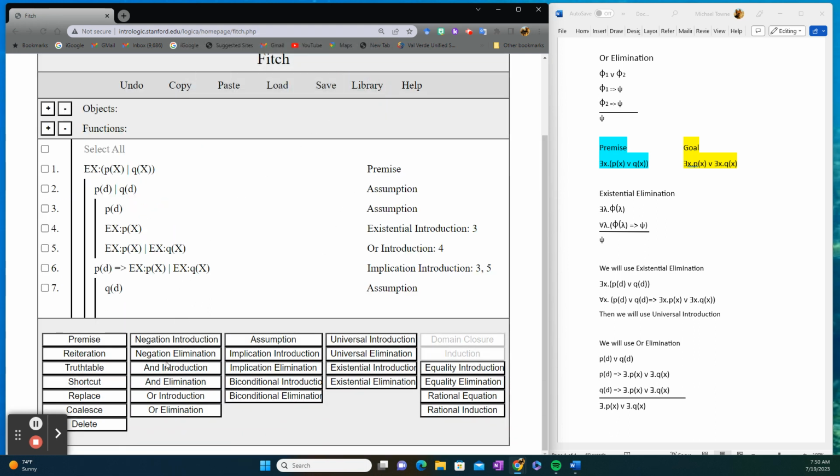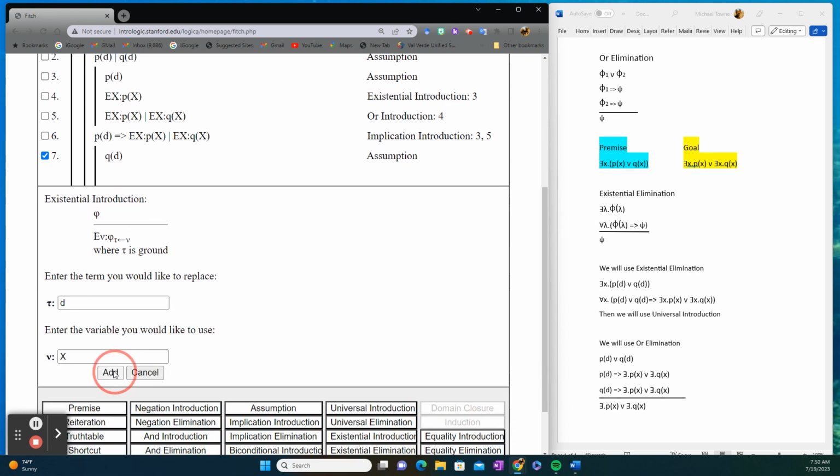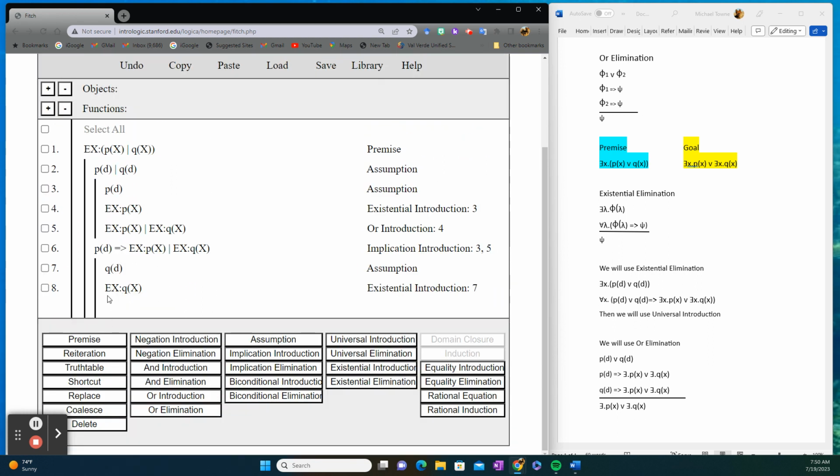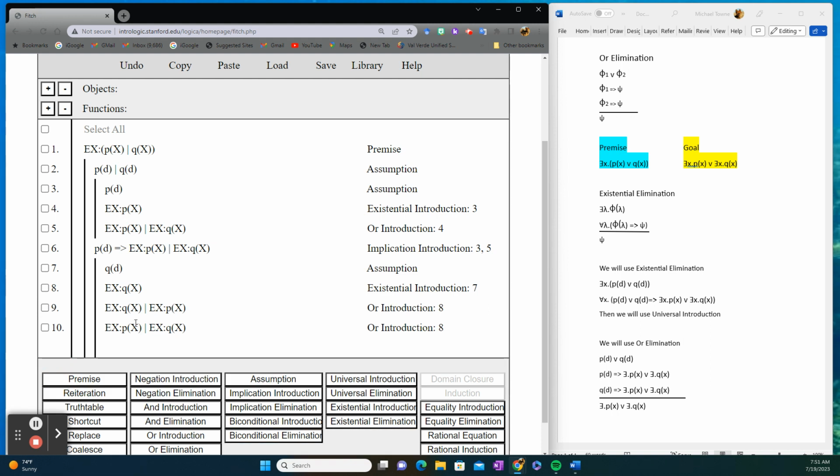Whoops, I forgot to choose which thing I was existentially introducing, and replace D with X, and I get EXQX, which I really need the OR statement. So luckily I can do OR introduction easily enough. And instead of adding QX to that, I'm going to add PX. I'm going to disjunct it with P of X.